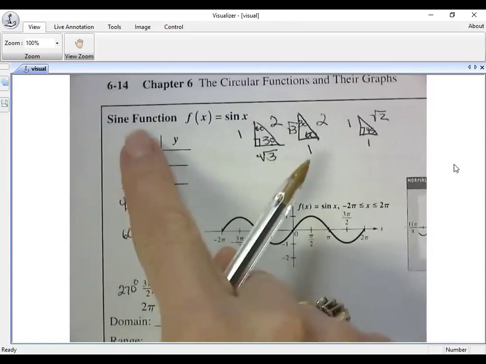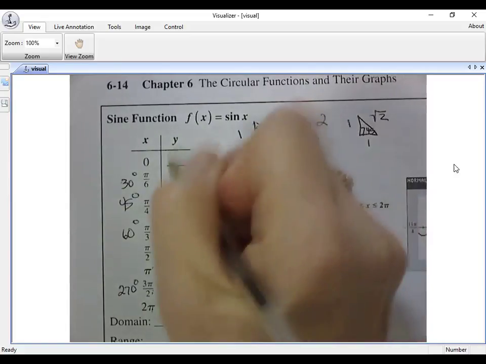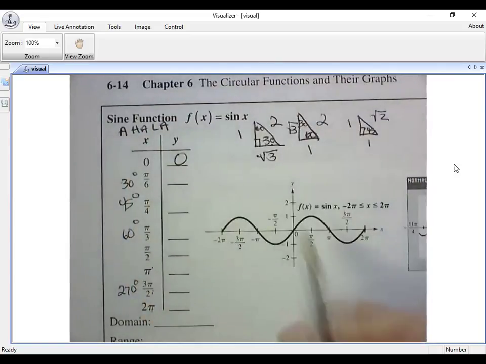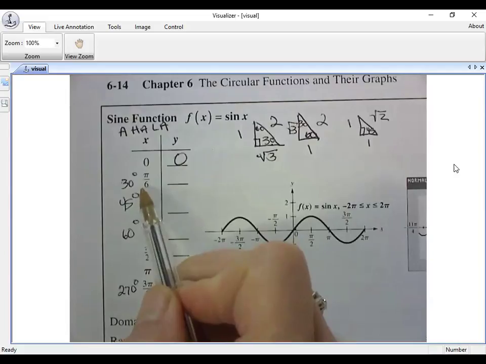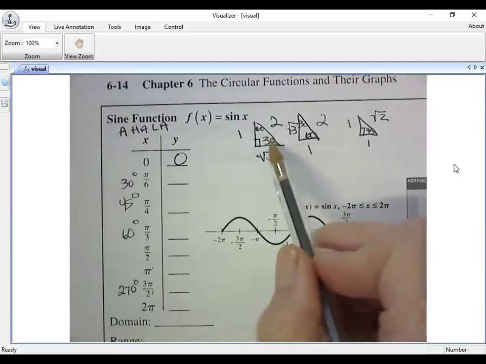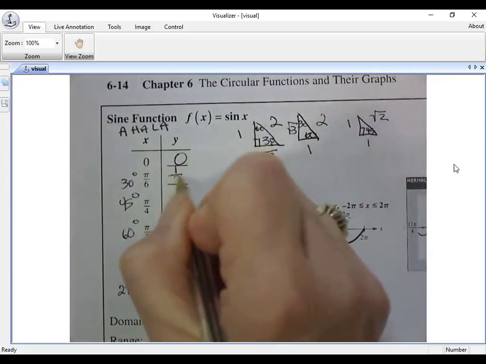So since we're talking about sine, the sine of 0 is what ratio? 0. Remember, you start off with a halfway point. So it starts at the axis, it starts at 0. Now, when I'm at 30 degrees, or pi over 6 radians, what's the sine ratio? First of all, what's the ratio for sine? Opposite over hypotenuse. Look at your triangle. If this is 30 degrees, what's opposite over hypotenuse? 1/2. Are we together on this?